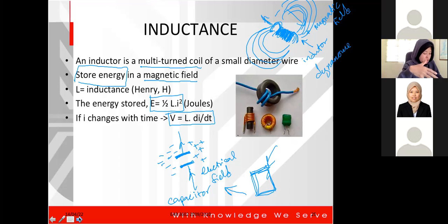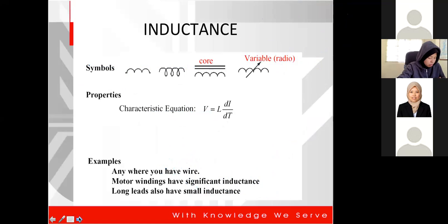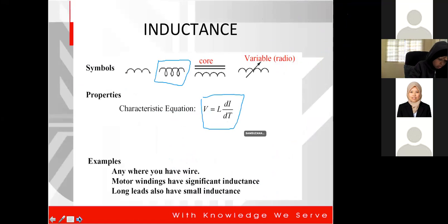Tapi kalau dalam electronic circuit, of course function dia lebih berbeza sedikit. Kebanyakannya sebab kita nak control the current and voltage dekat dalam circuit. Sebab tu kita ada inductor dengan capacitor. Okay, let's see simbol untuk inductance. Simbol ni membayangkan physical inductor tu. This is the characteristic equation of the inductance, V equal to L di/dt.